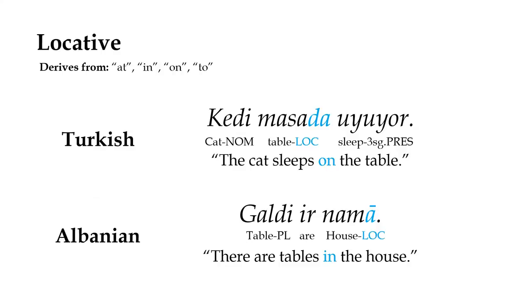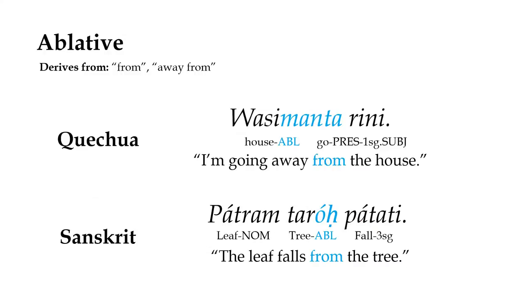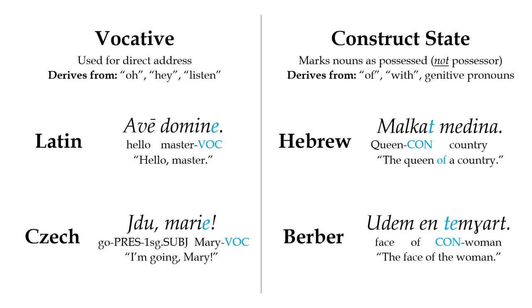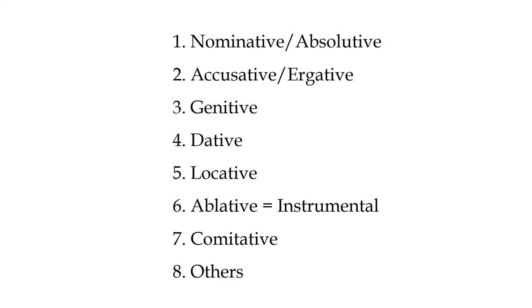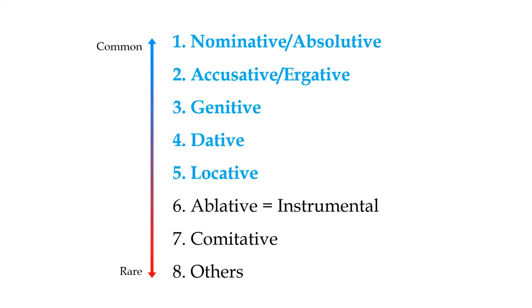The locative case marks location at, in, or on the noun, and, as you might expect, usually comes from an adposition conveying a similar meaning. And the ablative case marks movement away from the noun, usually coming from an adposition meaning from. Many languages will make use of other, more specific cases, but these are the most common cases cross-linguistically. These cases also form a hierarchy from most common to least common, so if a language has any of the cases on this list, it will usually also have all the cases above it.